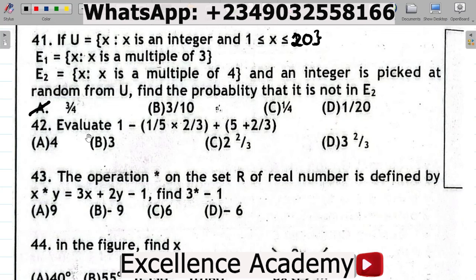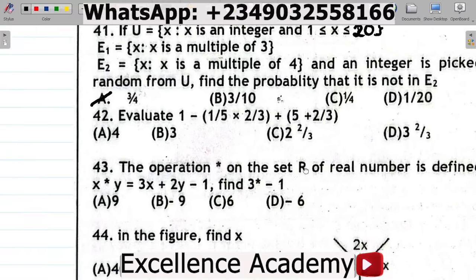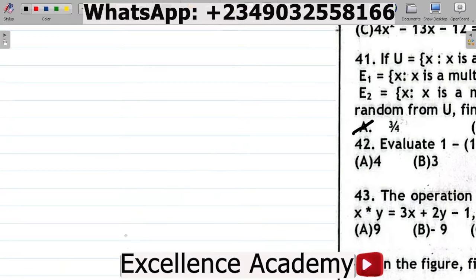Question number 42 says, evaluate 1 minus, in brackets, 1 over 5 times 2 over 3, plus 5 plus 2 over 3. All right, 42. Let's get this done.